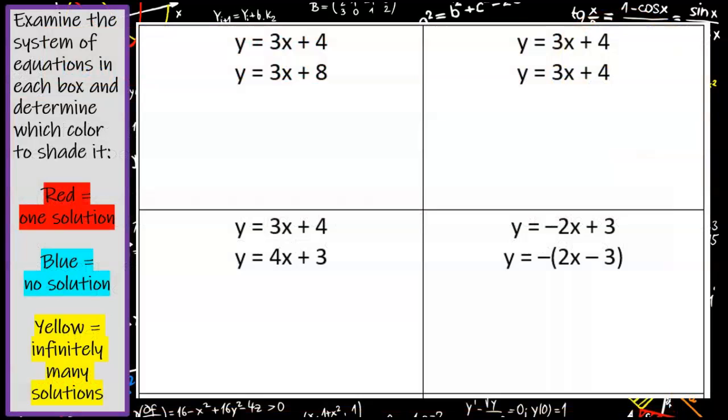So I want you to examine the systems of equations in each box and determine which color to shade it. So press pause and work these out, and then press play when you're ready to go over the answers.